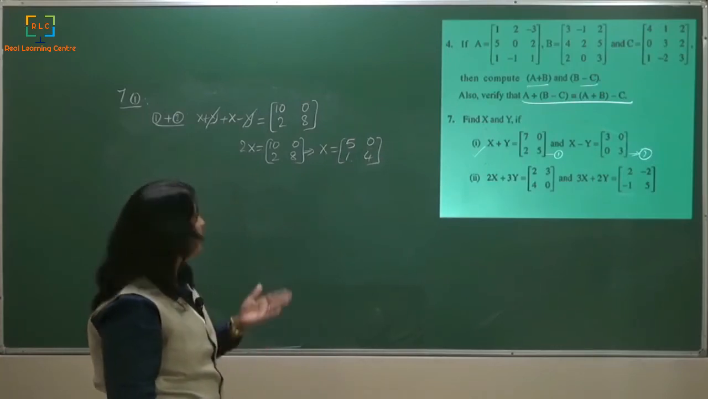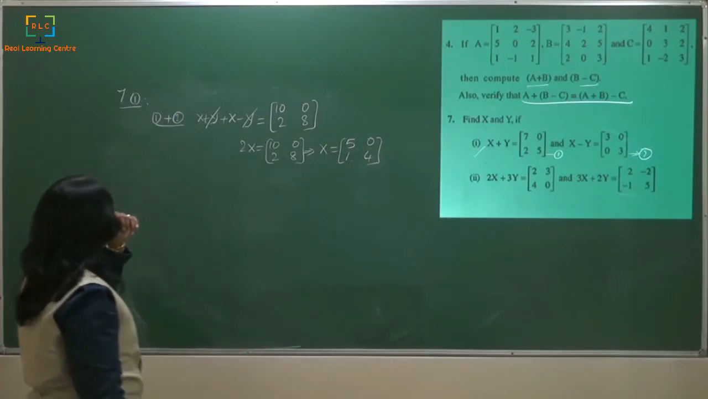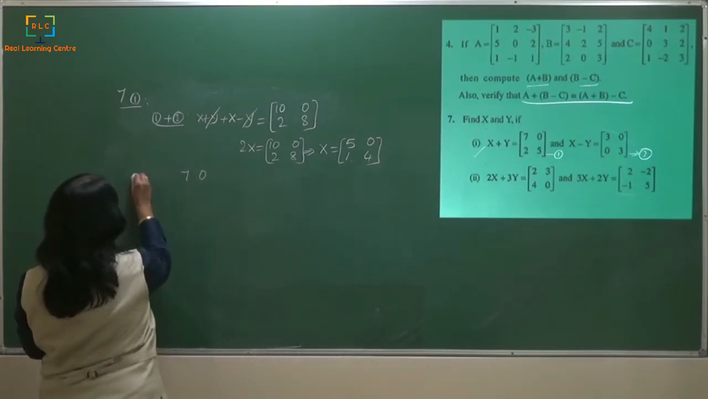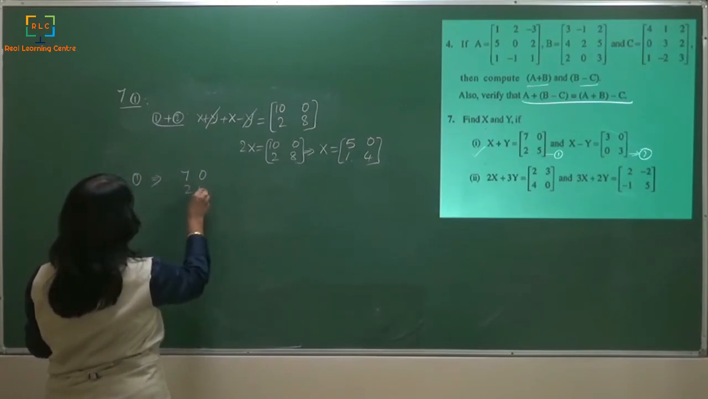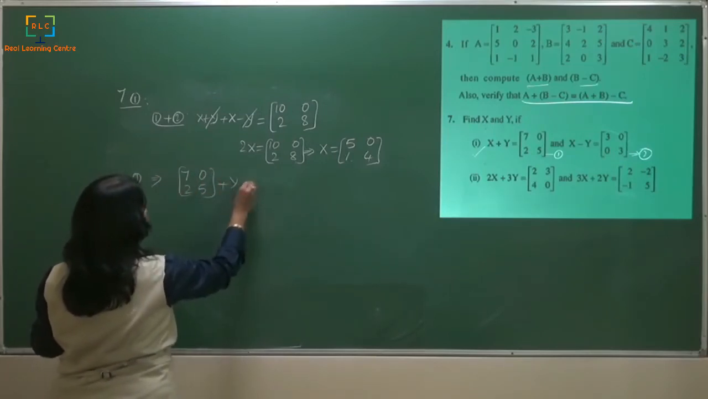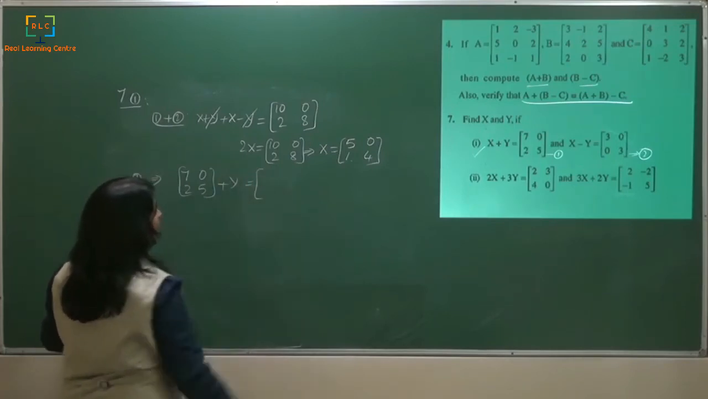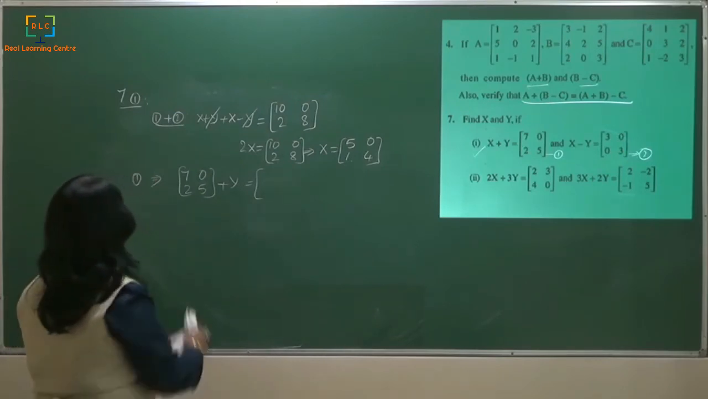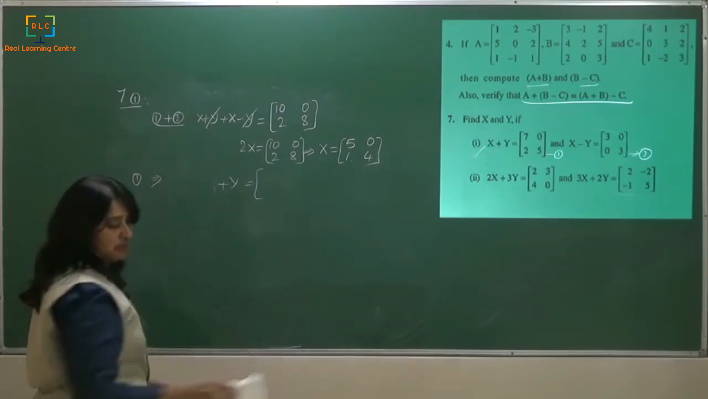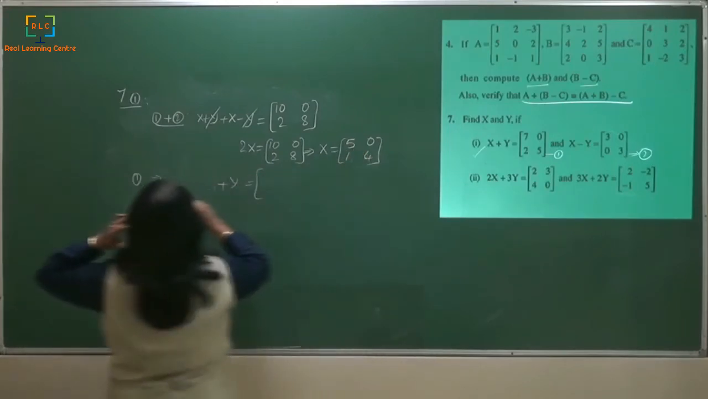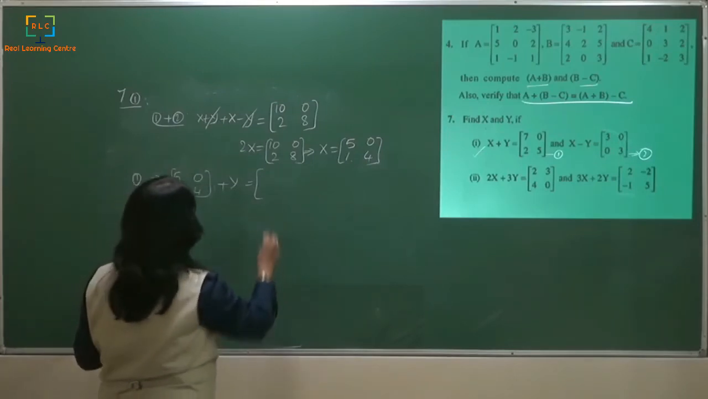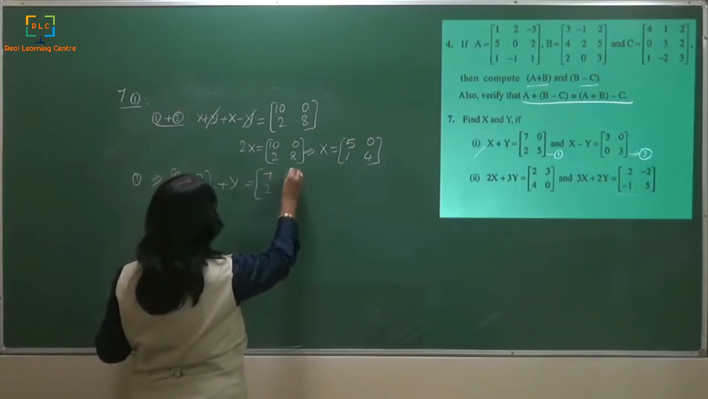Now to find y, I'll plug it into one of the equations. I'll go to equation number 1. I shall plug in 7, 0, 2, 5. Equation number 1 implies 7, 0, 2, 5 plus y is equal to, my x matrix, I think I went wrong, is it not? This is wrong. I have x here. So I shall replace with my x matrix, that is 5, 0, 1, 4 plus y is equal to, in the question they have given this as equal to 7, 0, 2, 5.